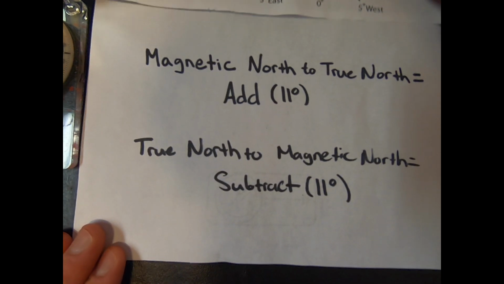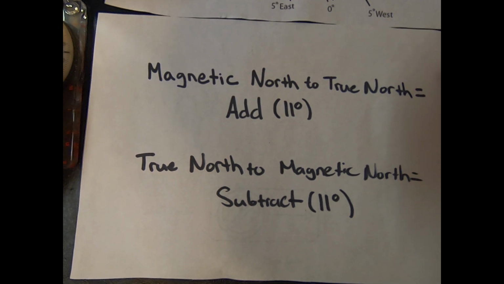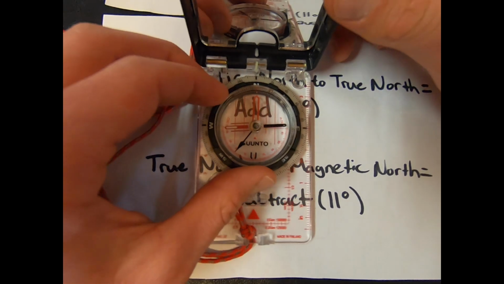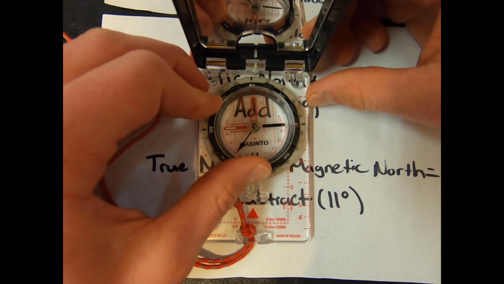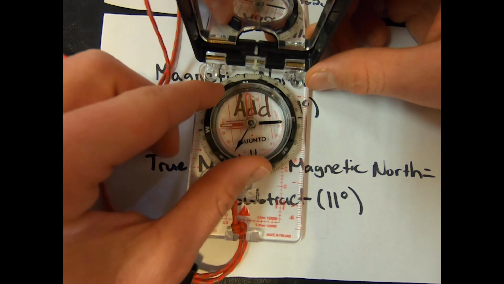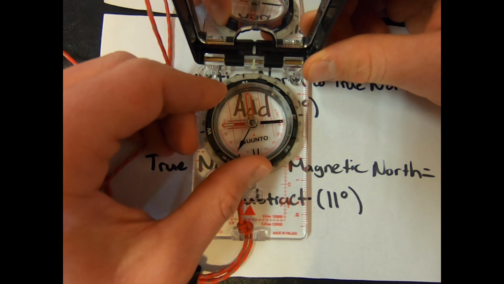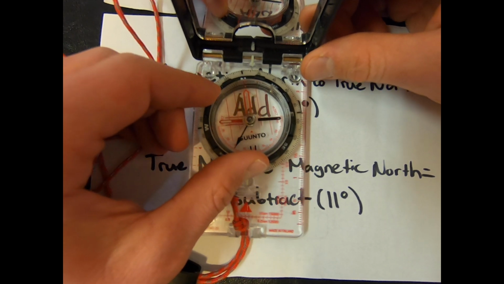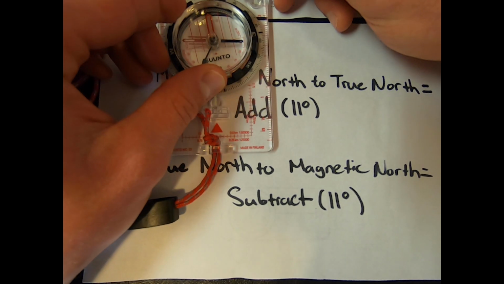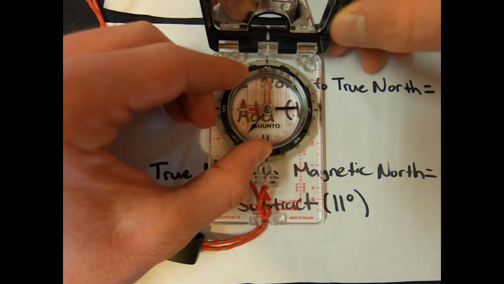So in order to do that, if we have a magnetic bearing, which you'll see here in just the next section, if you take your magnetic bearing and you want to convert it to true, you'll spin your compass dial 11 degrees towards the east so you can make up for that declination. And vice versa, if you had that true bearing or something true north that you wanted to convert to magnetic north, all you would do is simply subtract. So if you had 11, you'd subtract that down to 0.